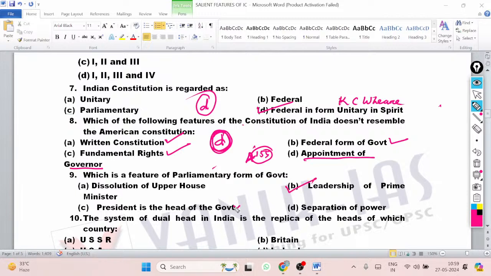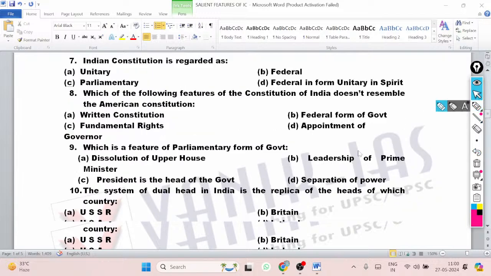The President is the head of the state, while the Prime Minister is the head of the government. Separation of power is there, but we don't have a strict separation of power. Rather, the executive and legislature members are close together. So we have the doctrine of checks and balance. Acceptance of checks and balance. So the answer will be B. B is the best answer.